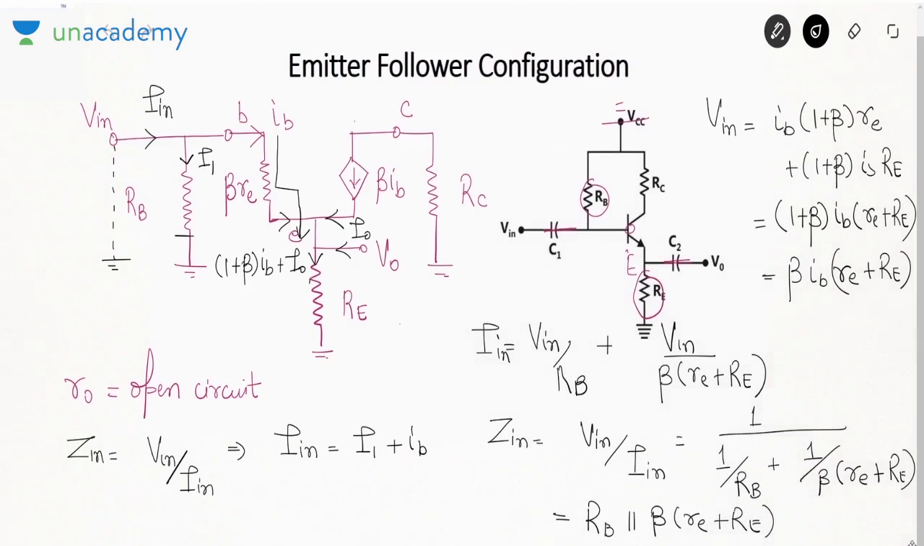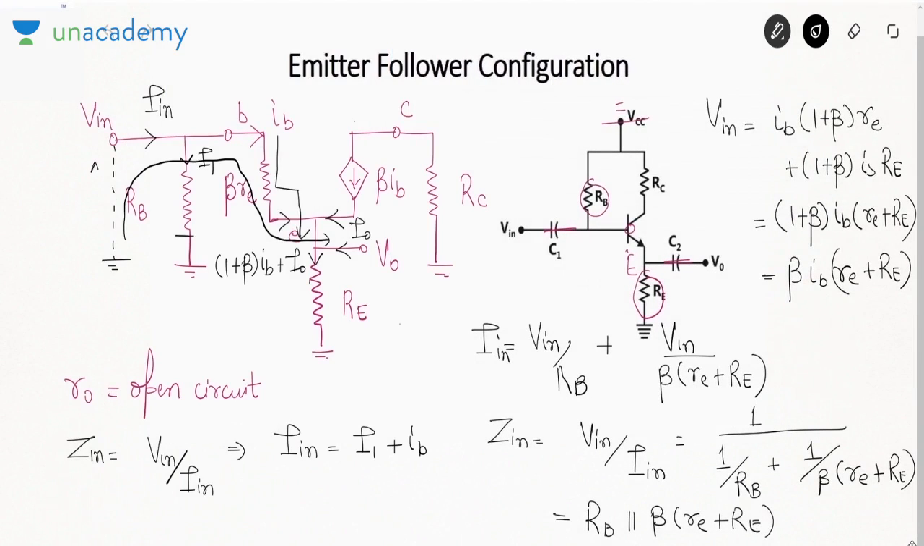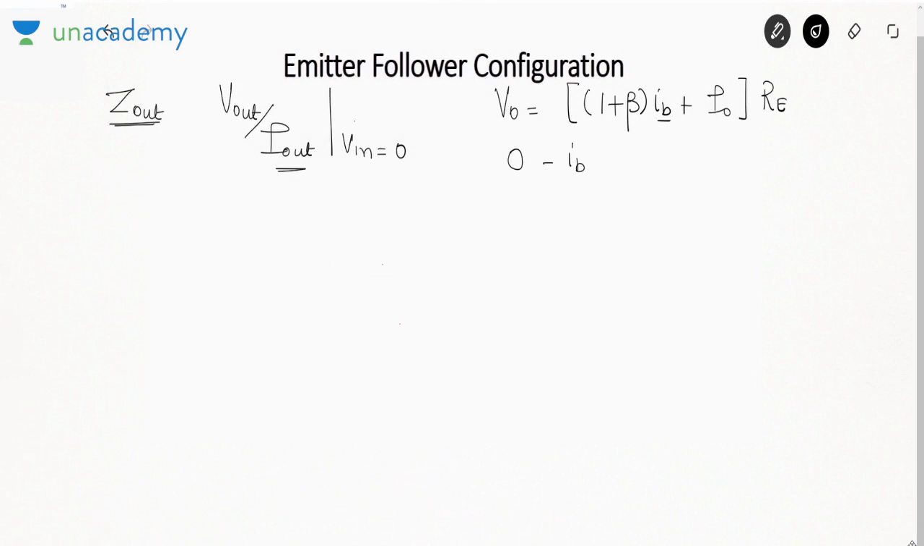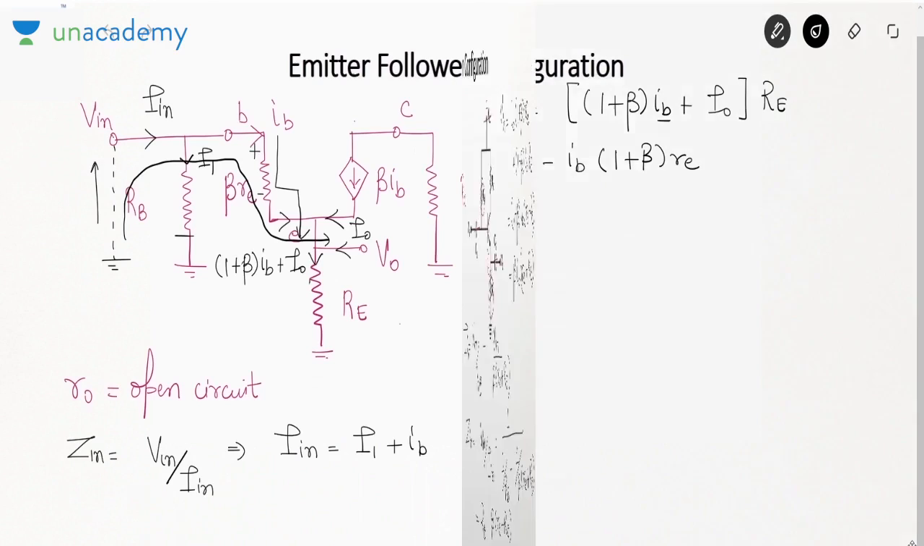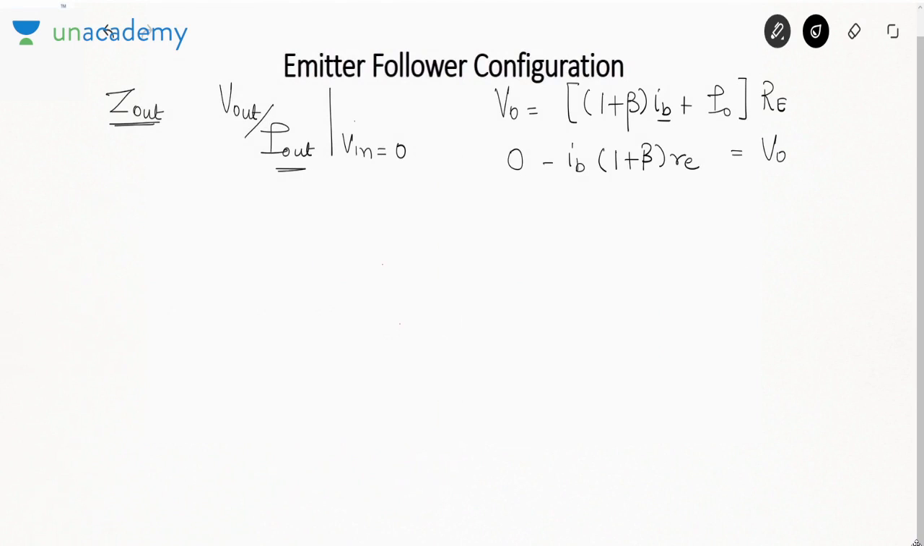For that, I'll apply a KVL like this. So if I apply a KVL like this, I'll say 0. This is 0 voltage. The voltage here is IB into beta RE, or exactly (1 plus beta) re, then this is equal to the voltage V0. So IB is minus V0 over (1 plus beta) re. So that way, (1 plus beta) IB is equal to minus V0 by re.